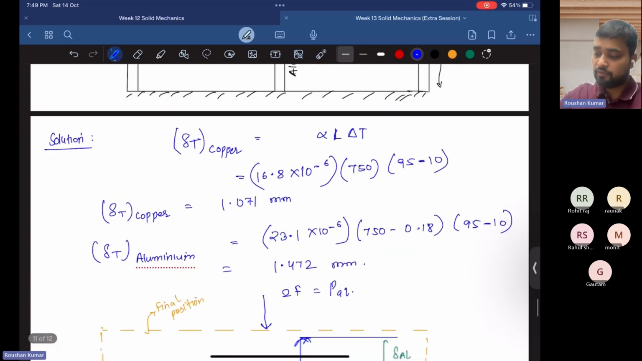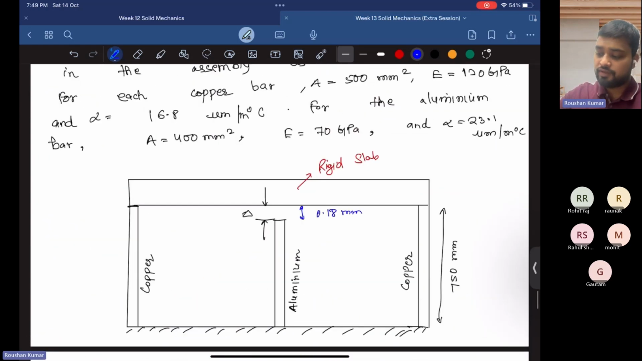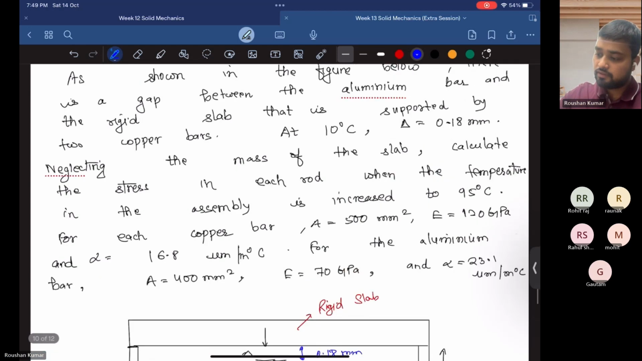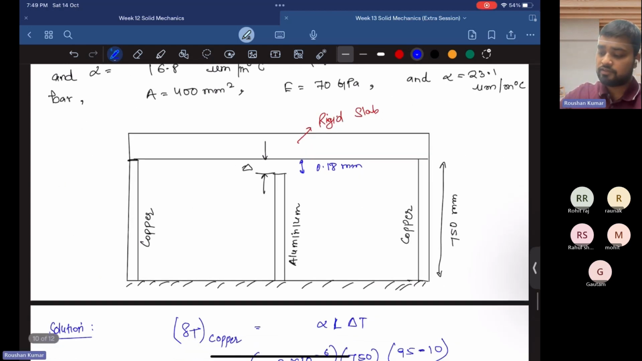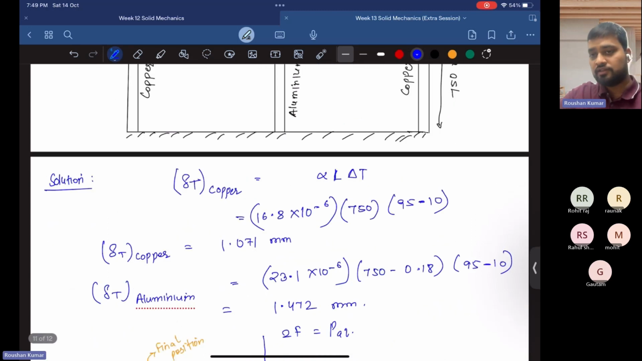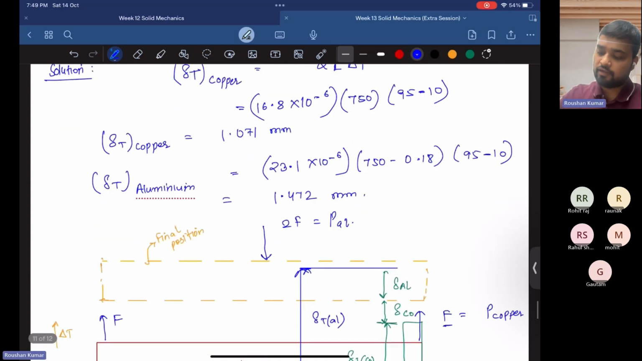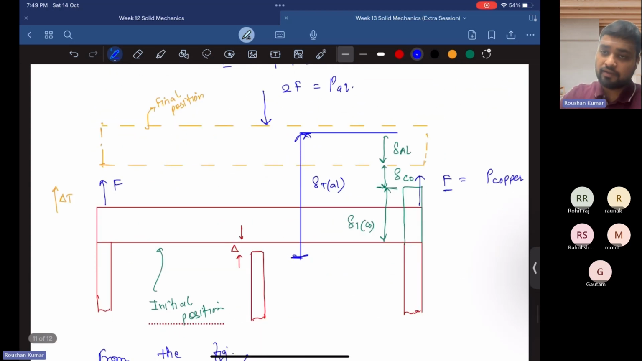So what I am doing is simply, this is a question where we have to find the value of stress in each rod. For this, first we calculated the change in length due to temperature effect. We are using the simple formula alpha L delta T for both the copper and the aluminum bar. After calculating this, we found the change in length of each bar due to the elasticity and the temperature change effect.